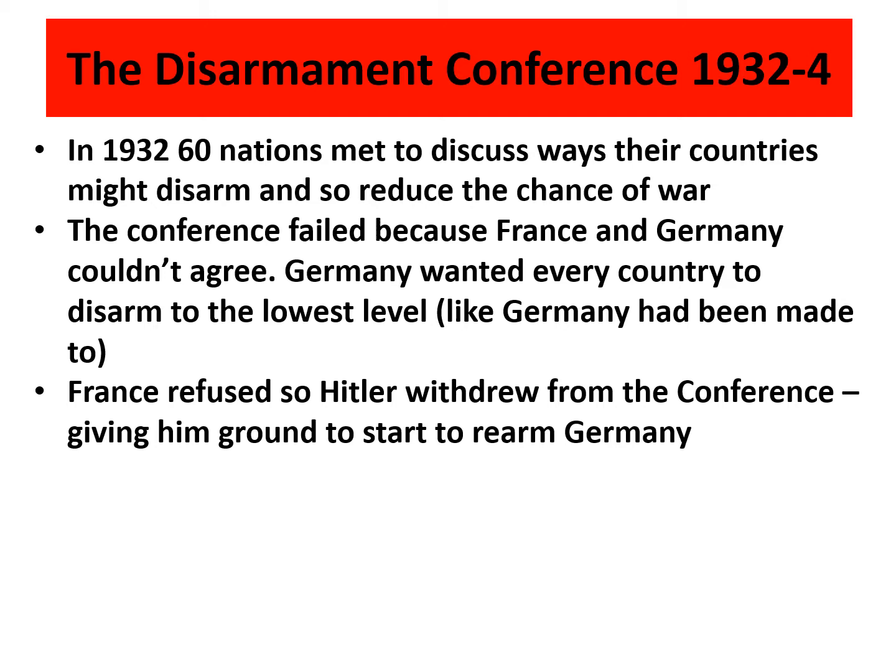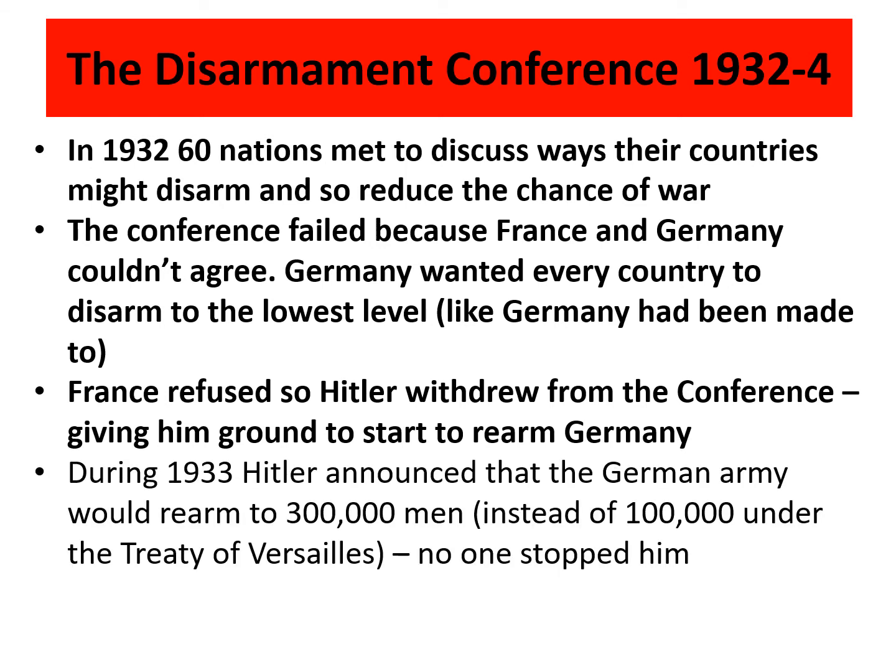Clever. Hitler knew this would happen. Hitler knew when he went to this conference and said you should all have an army of 100,000 like us, that people wouldn't agree, especially France. And he knew that he could then use that as an excuse to say, well, if you're not going to disarm to 100,000, then neither is Germany. I'm going to go home and start to build up my army. Which is exactly what he was always going to do anyway, but now he's got an excuse.